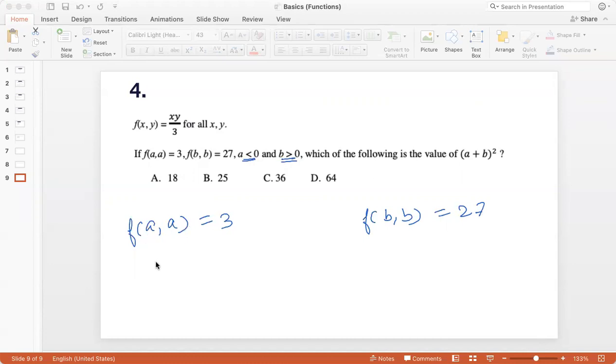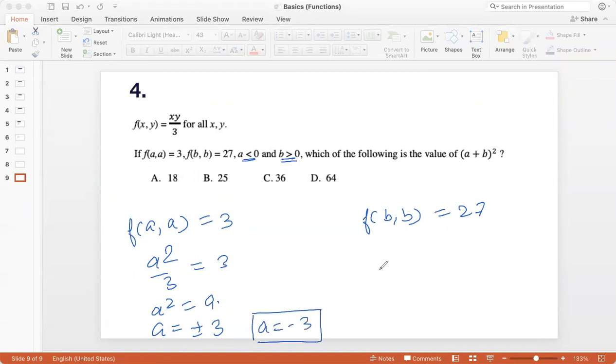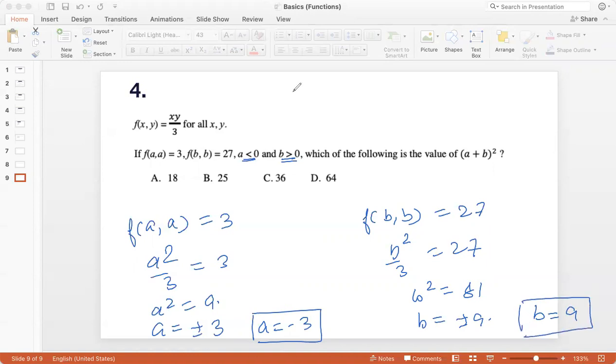So f(a,a) would be a squared by 3, and that's 3. So a squared is 9. So a is plus or minus 3. But since a is negative, I would take negative 3 for a. Now similarly, b squared by 3 is 27. So b squared is 81. So b is plus or minus 9. But since b is positive, I will take plus 9 for b. So (a plus b) the whole squared would be (-3 plus 9) the whole squared, which is 6 squared, which is 36. So the right answer is option C.